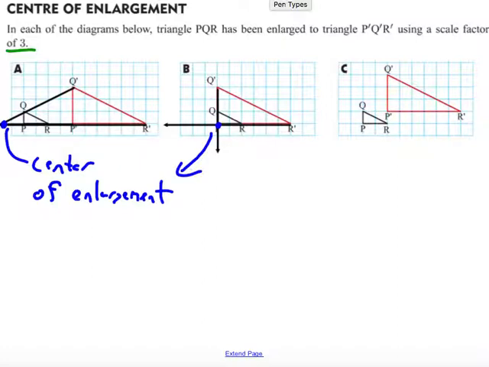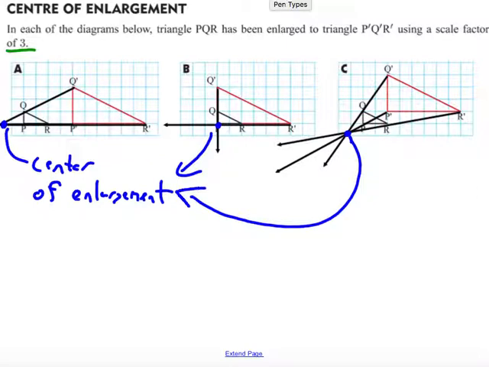So in example C, we can do that again: Q to Q prime, P to P prime, and R to R prime, and they should have a concurrent intersection. So we can see right there is our point, the center of enlargement.